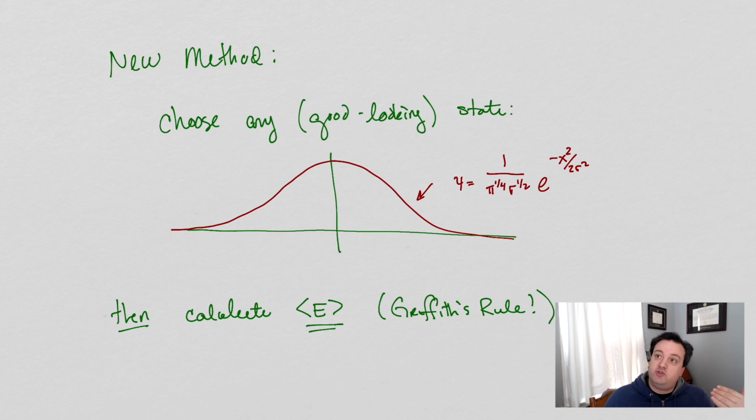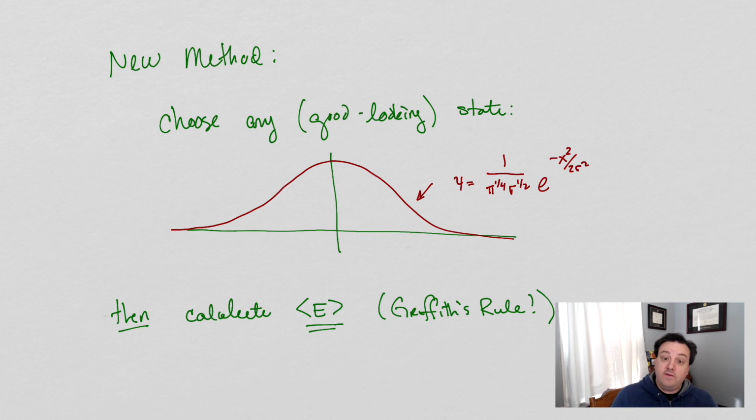Now, generally, sometimes we calculate expectation values by projecting my state onto the eigenstates and summing up over the probabilities of being each one of those states. But I can also calculate the expectation value of the energy just by brute force, by using Griffiths' rule.